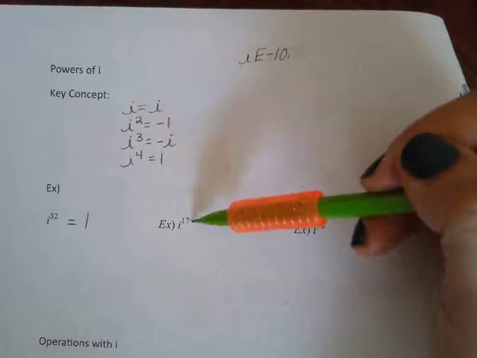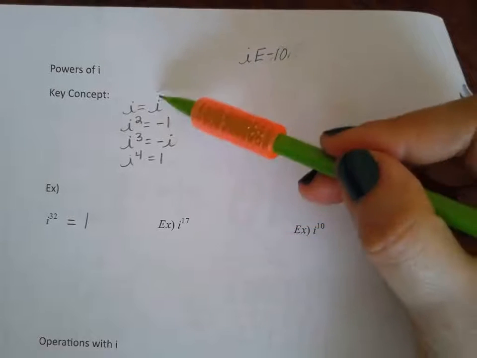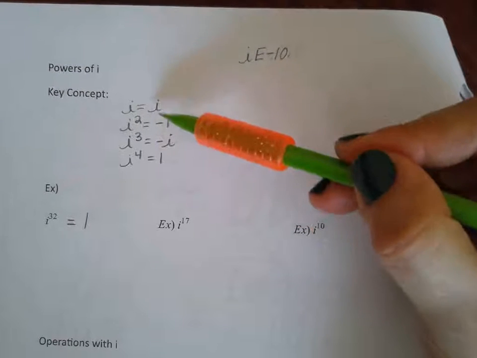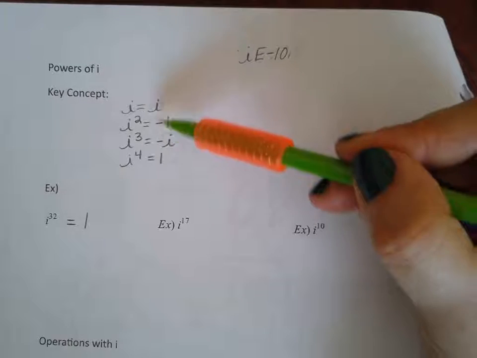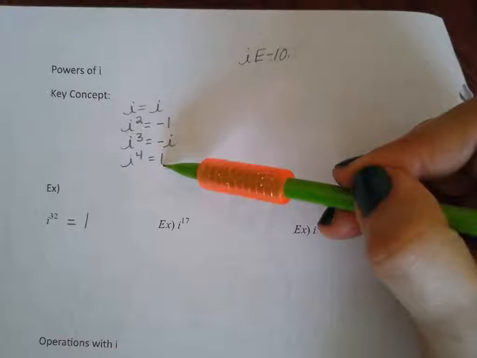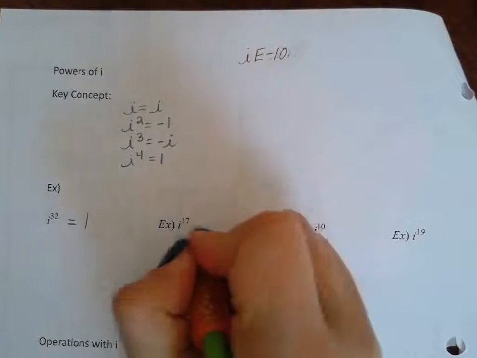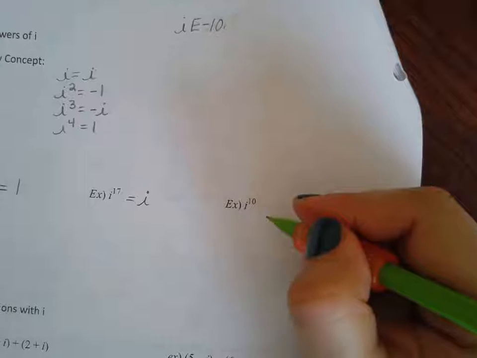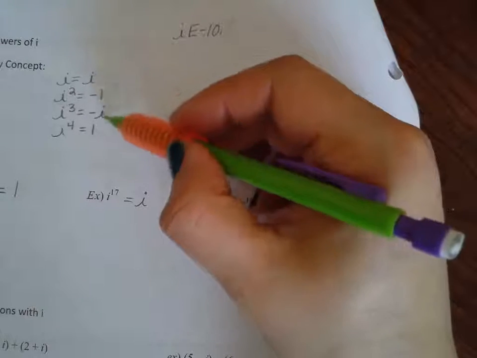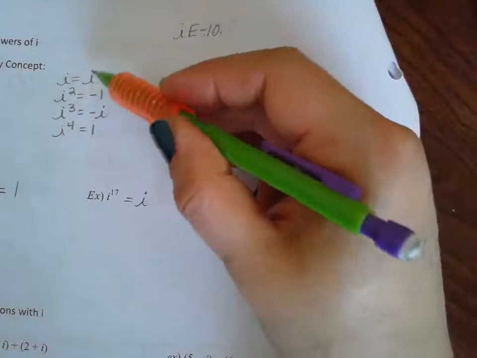If I wanted to do i to the 17th, it would be 4, 5, 6, 7, 8, 9, 10, 11, 12, 13, 14, 15, 16, 17. So the answer is i. i to the 10th would be 1, 2, 3, 4, 5, 6, 7, 8, 9, 10.